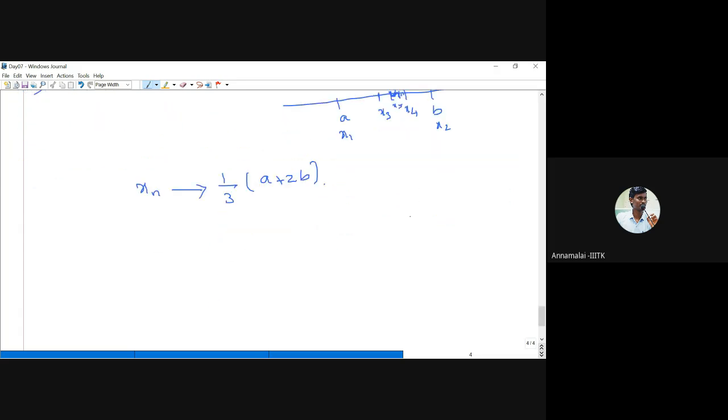Okay, so the next one. Suppose I take x1 equal to 2. In general, I define xn plus 1 is 1 by 2 times (xn plus 2 by xn), where n is greater than or equal to 1. So x1 is 2. What is x2? Remember you have to substitute n equal to 1. Therefore, we get 1 by 2 times (1 plus 2 by 1), that is 3 by 2. So x2 is 3 by 2, and so on.